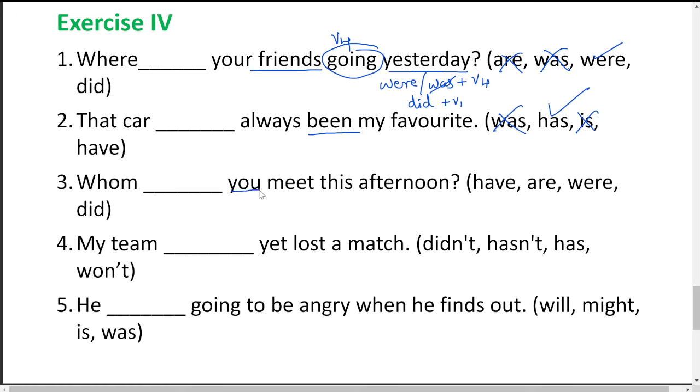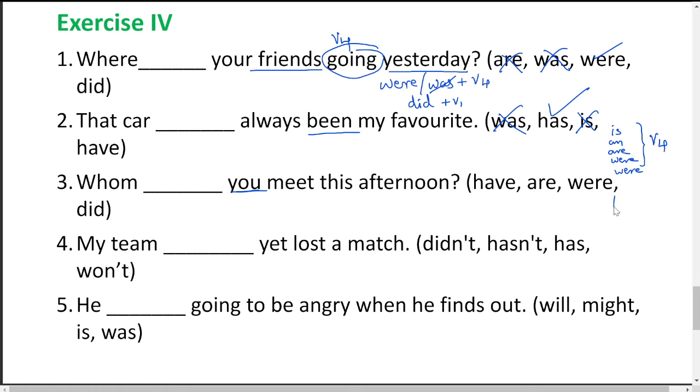You is the subject here. Okay, you have, you are, you were, you did. Whom did you meet this afternoon? Whom have you? Whom are? Whom were? Remember, when you are using is, am, are, was, were, these are all the be forms, okay, which we have already seen in the beginning. When you are using these helping verbs, remember they must be followed by v4.